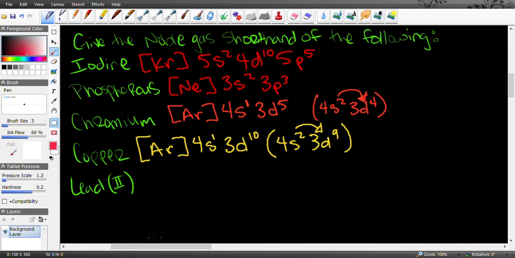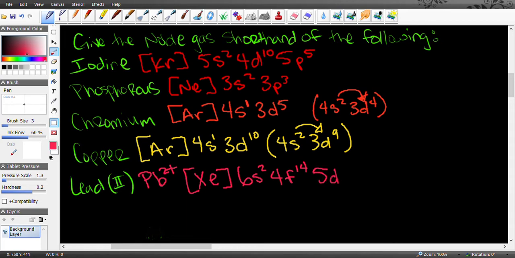All right, and lead-2. Okay, so that's the same thing as saying Pb2+. So our normal orbital, this is the way I approach it if I don't know exactly what is going to happen. I'll go Xe, and then I know it's going to be 6s2, and then now we have to go into the f block. So 4f14, then 5d10, and then 6p2.